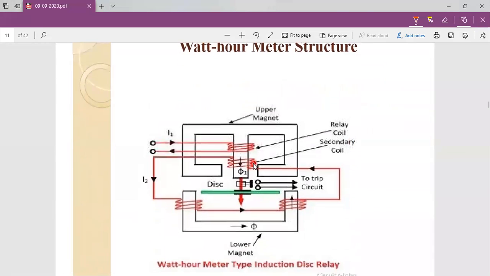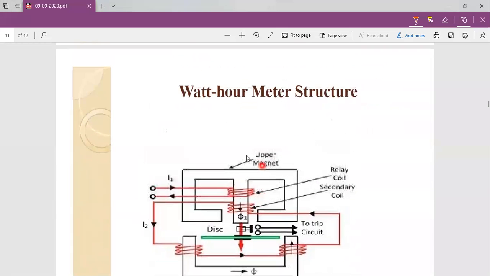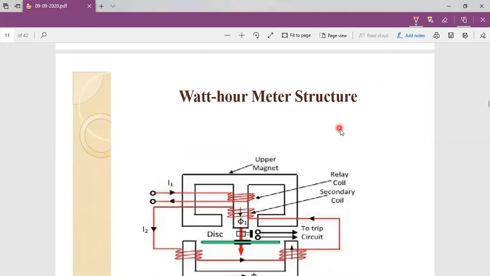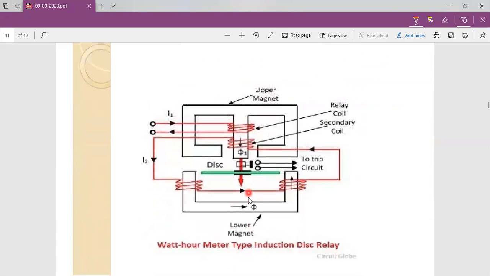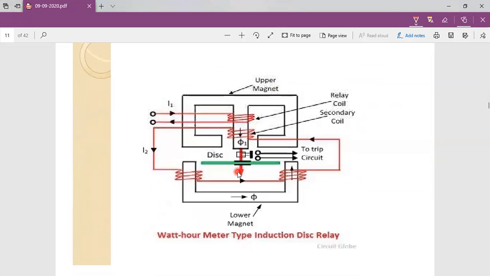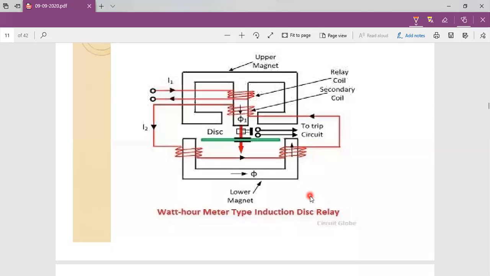In the same way, the meter structure also provides torque on the disk. So this structure also develops torque on the disk, same as what I explained in the previous manner.